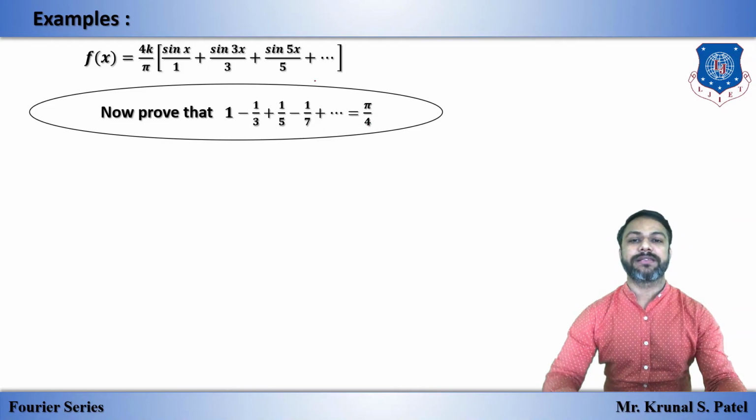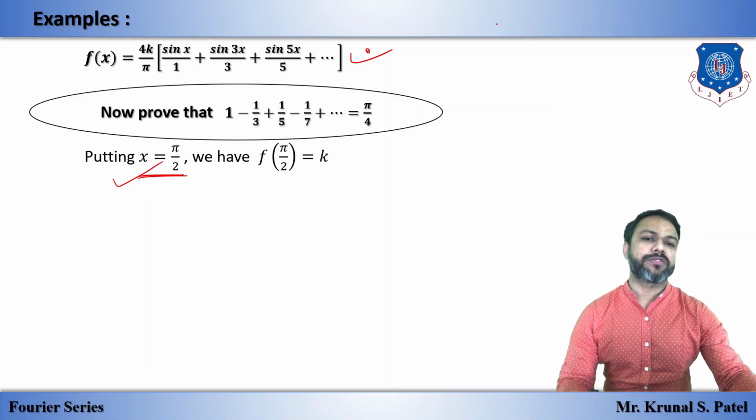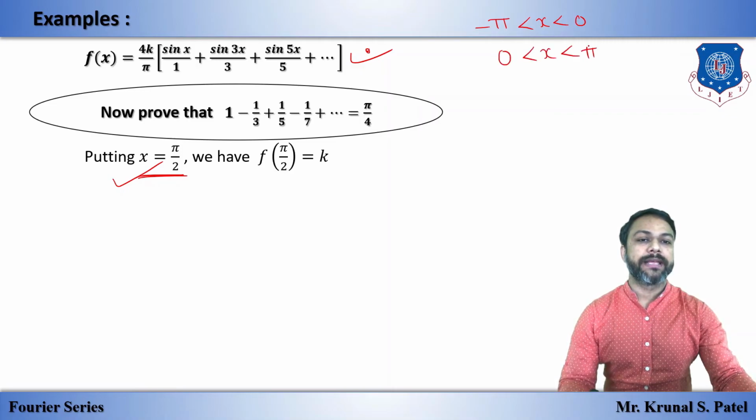We have to obtain this series from this Fourier series, so we will put x is equal to pi by 2. How did I decide pi by 2? Because we have the interval minus pi to 0 and 0 to pi. Here we have the function minus k and here we have the function k. This is our given function f of x.